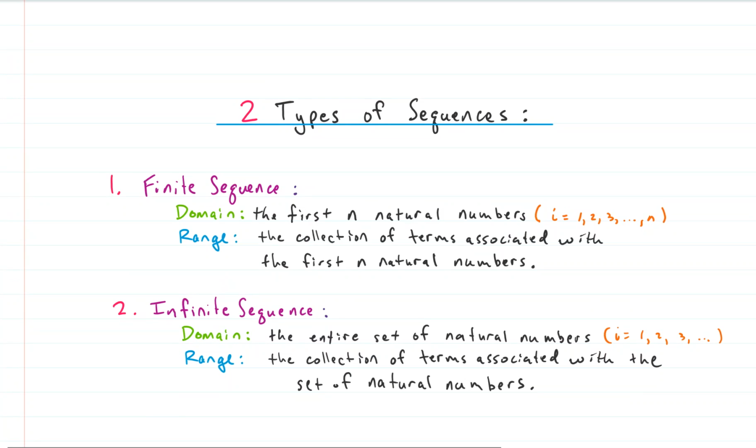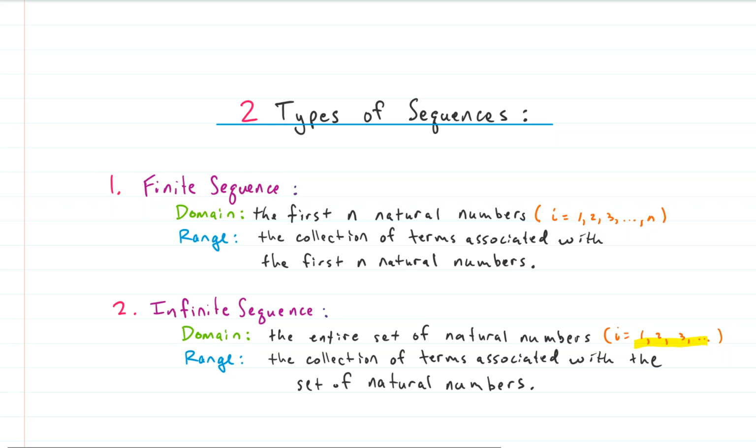Infinite sequences, their domain is the entire set of real numbers. So in other words, 1, 2, 3, and on up, never stopping, forever. And so that's the domain, the x value, or the input. The output is the actual term of the sequence itself. And there are an infinite number of those as well.